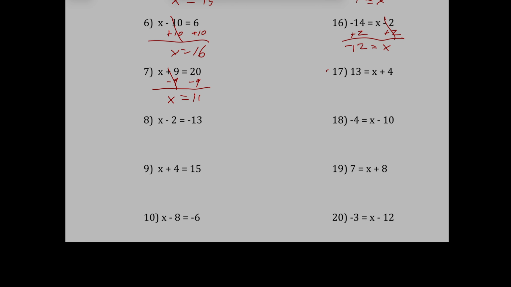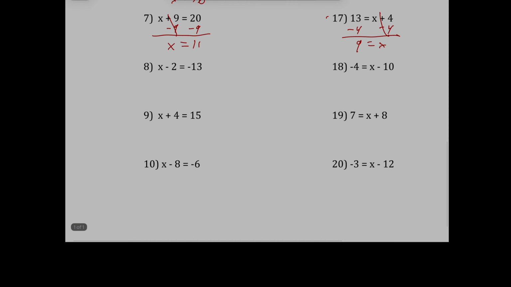Let's go over here to number 17. I'm going to go minus 4, boom, die. My x is all alone, and 13 minus 4 is 9. Going here to number 8, we're going to go plus 2, boom, die. X equals, signs are different, subtract, keep the sign of the bigger number. Going over here to 18, we're going to go plus 10, boom. That's a little ugly, sorry about that. I'm left with x equals, signs are different, so I'm going to subtract and keep the sign of the bigger number, which is positive.